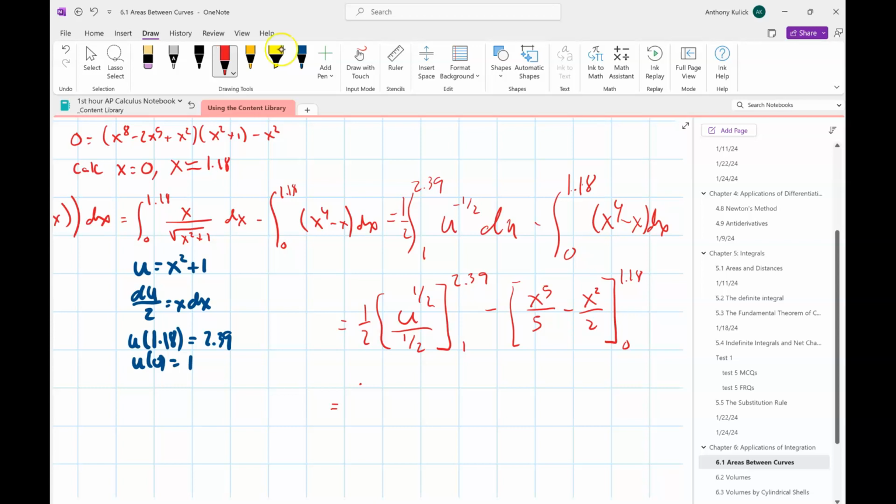So what I did is I took the 1.18 and I plugged it into u. So 1.18 squared plus 1 is 2.39. The advantage there is that I don't have to plug the u back in.